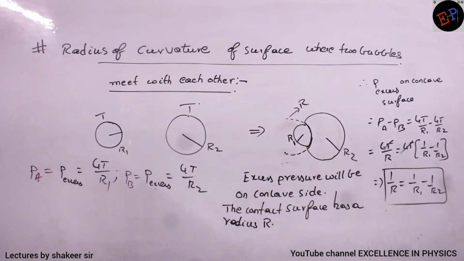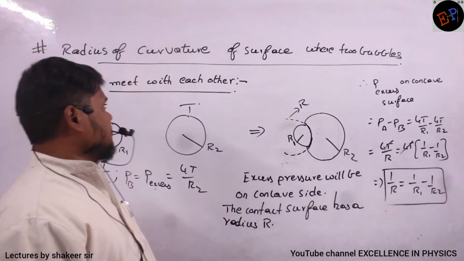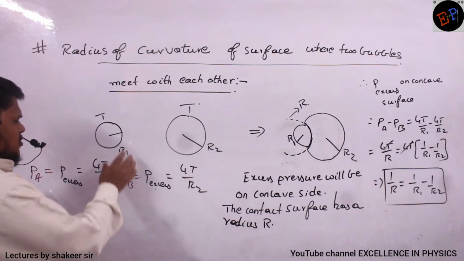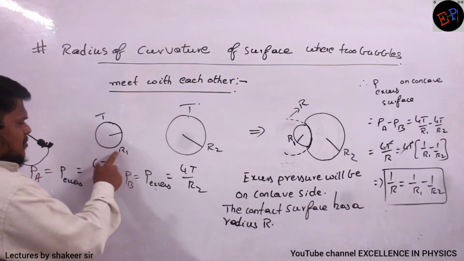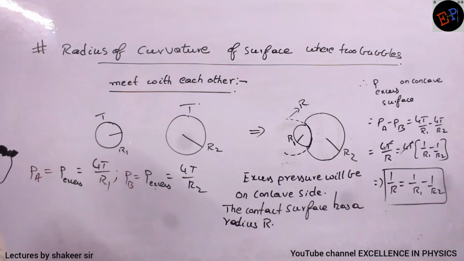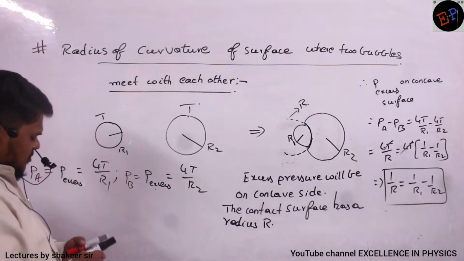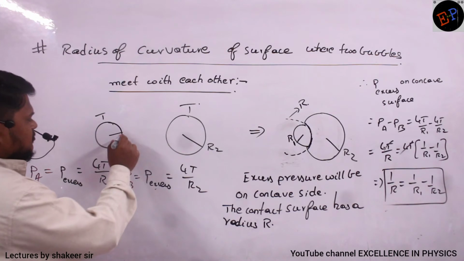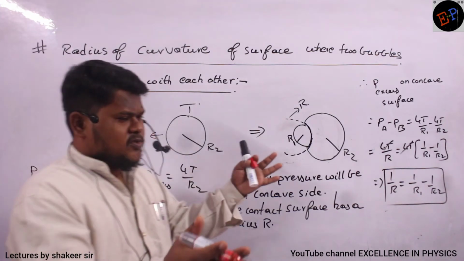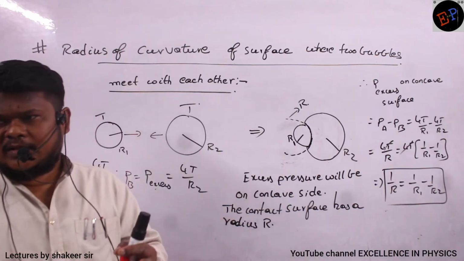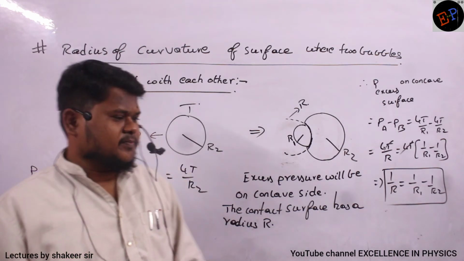Let us see this concept. Listen very carefully. So these are two soap bubbles. This is a smaller bubble, this is a bigger bubble. Clear? Both of them are approaching each other, coming towards each other, and they will join together. They are not bursting, they are joining together. That's it. Clear?